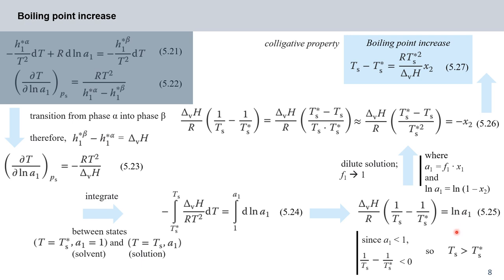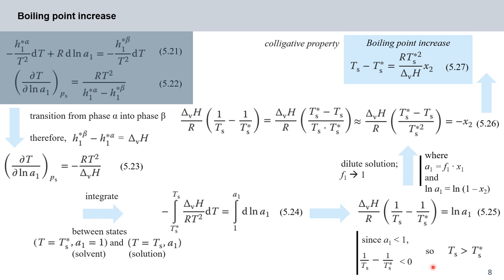So what do we learn from this equation? Well, first we note that the activity A1 must be smaller than 1. So the expression 1 over TS minus 1 over TS star must be negative. And this, of course, implies that TS is larger than TS star. So this is the observation that we saw previously in the diagram of our boiling point increase, and we saw that on slide 6.